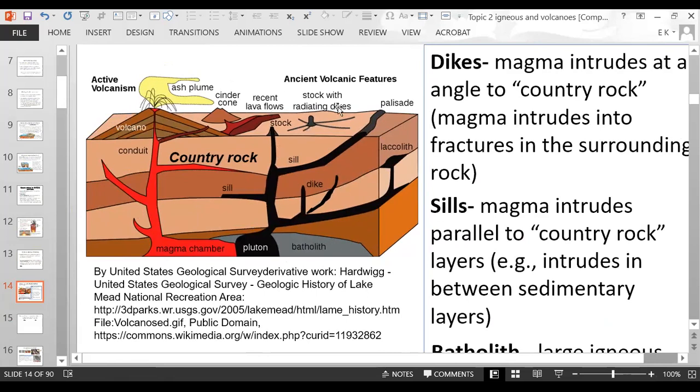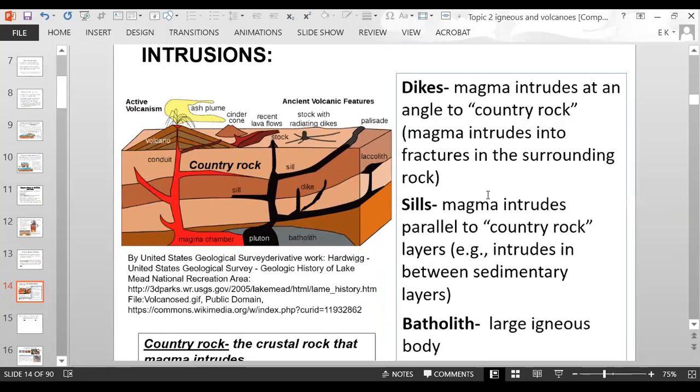So the rock underground, all these rock layers, is collectively called the country rock. And then here's a magma chamber. And then some of the magma has seeped upwards through different cracks and spaces in the rock. And then here is a pluton where the rock has already hardened and solidified. So then you have these things called sills and dikes and batholiths. So let's see what those words mean.